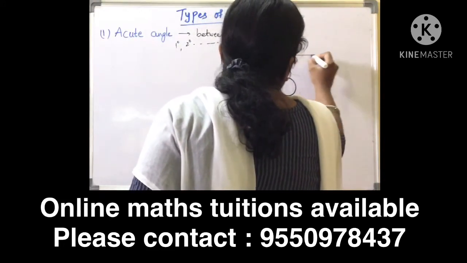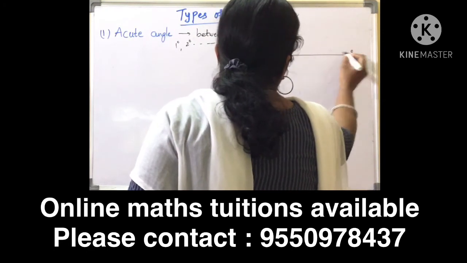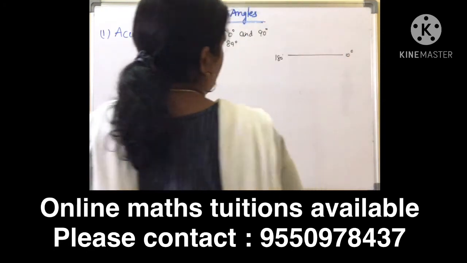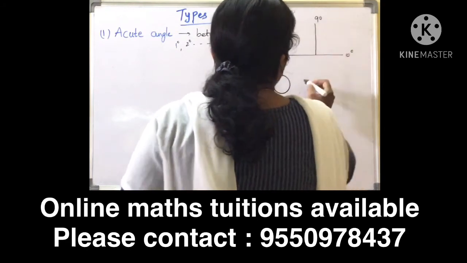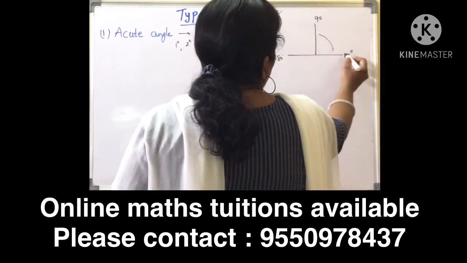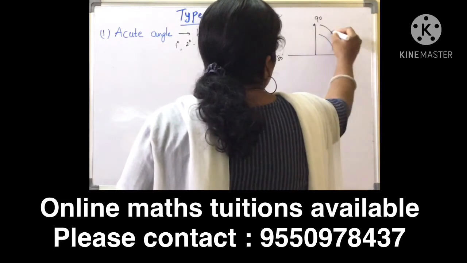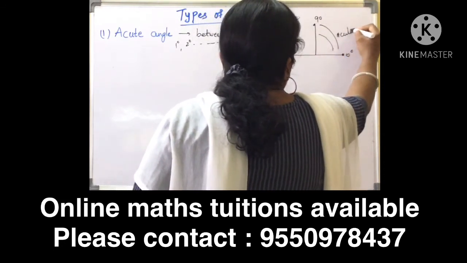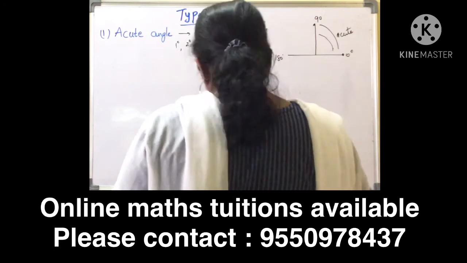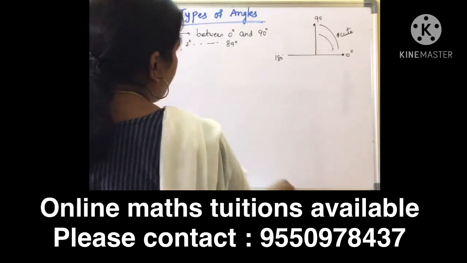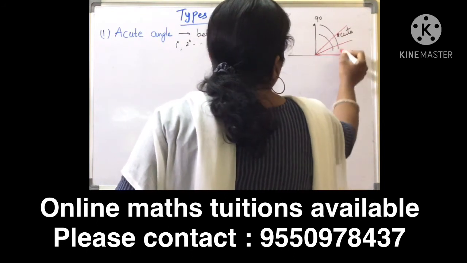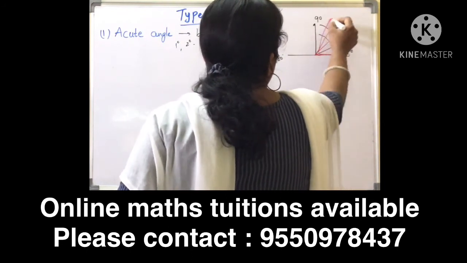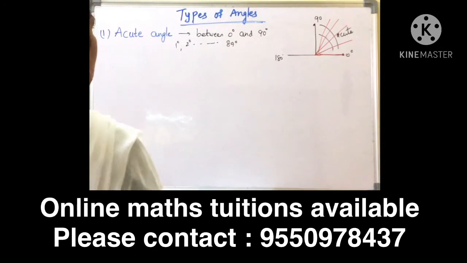Now if you see the protractor, here it will be 0 degrees and here 180 degrees. And you know here it is 90, right? So this part between 0 and 90, what is this part called? Acute angle. So what is the shape of that angle, children? If you see the shape, it will be like this. So these are the shapes. What is the acute angle shape, children?